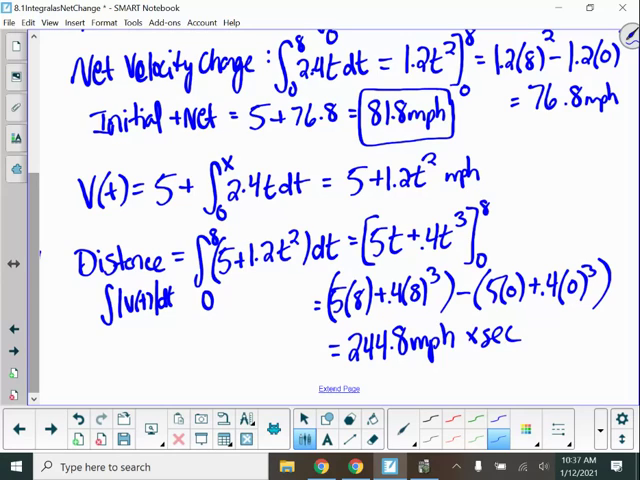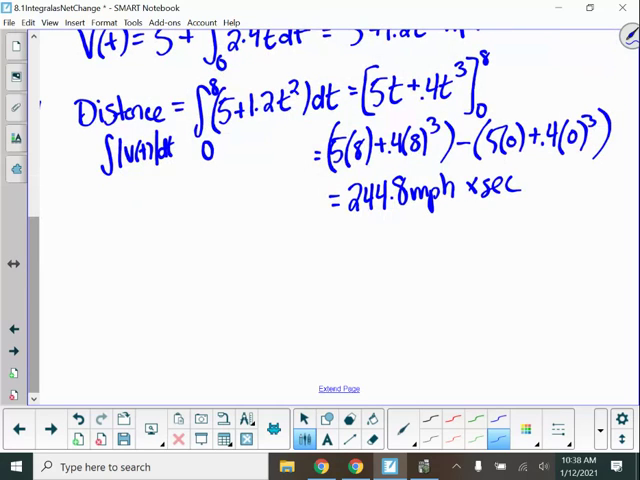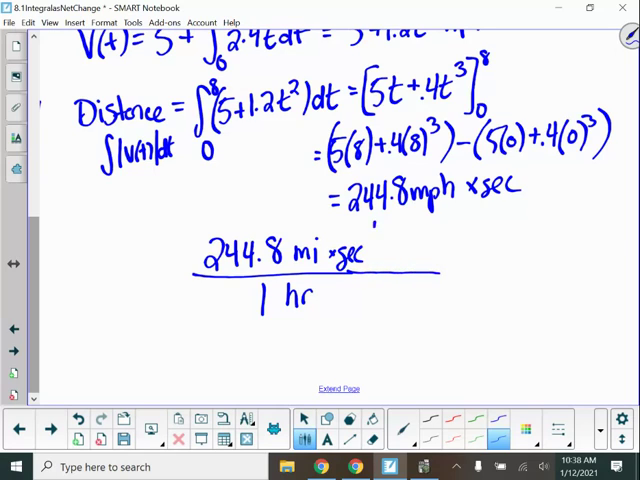Now, the part B question says, how far did the car travel? Well, if I told you it's 244.8 miles per hour times seconds, I have no idea what kind of distance that actually is. So we actually have to go through and do some dimensional analysis to figure out how this is actually going to simplify. So I have 244.8 miles per 1 hour times seconds. So the seconds is going to go on top here.